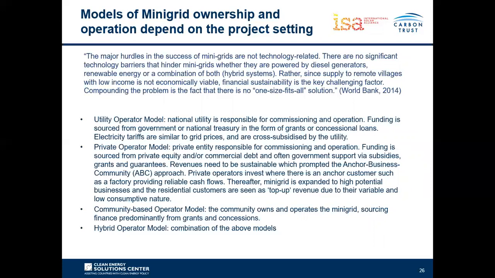And we can see there are four broad types: the utility operator model, a private operator model, a community-based operator model, and a hybrid operator model, which is a combination of the above. As the names suggest, the utility operator model is typically run by a government-owned entity that sourced funding from national treasury or from grants at concessional rates and is then operated by this utility, whereas a private operator model uses private funding, although not exclusively private funding, and is operated by a private developer.